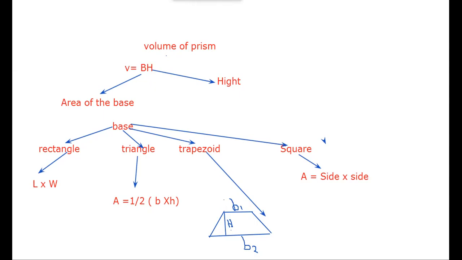So if we want to calculate it, who knows how to make it? Tell me, Ibrahim. Half multiply base 1 plus base 2, divide 2, multiply height. Yes, very good. Or we can say half, and then we open parentheses, B1 plus B2, multiply by height. Okay, so this is for the bases.